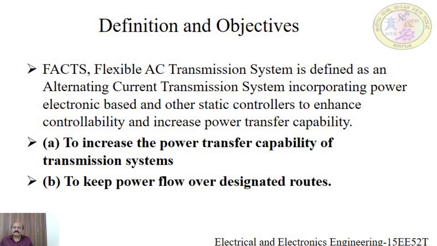In this, the power flow can be increased by injecting current into the system so that the total real power transfer would be maximum. The second one is to keep the power flow over a designated route. Since we have a large network of conductors, we have to force the power transfer onto the intended route so that we can increase the efficiency of the system.